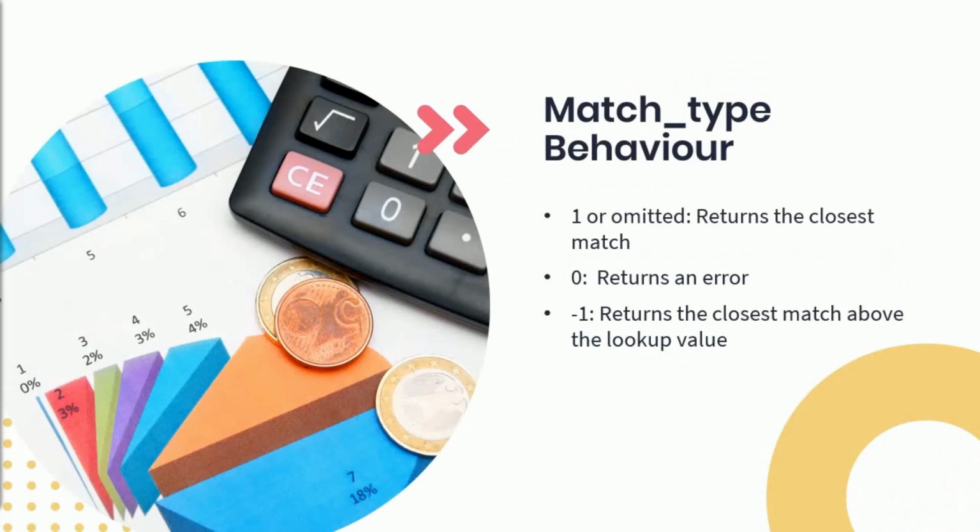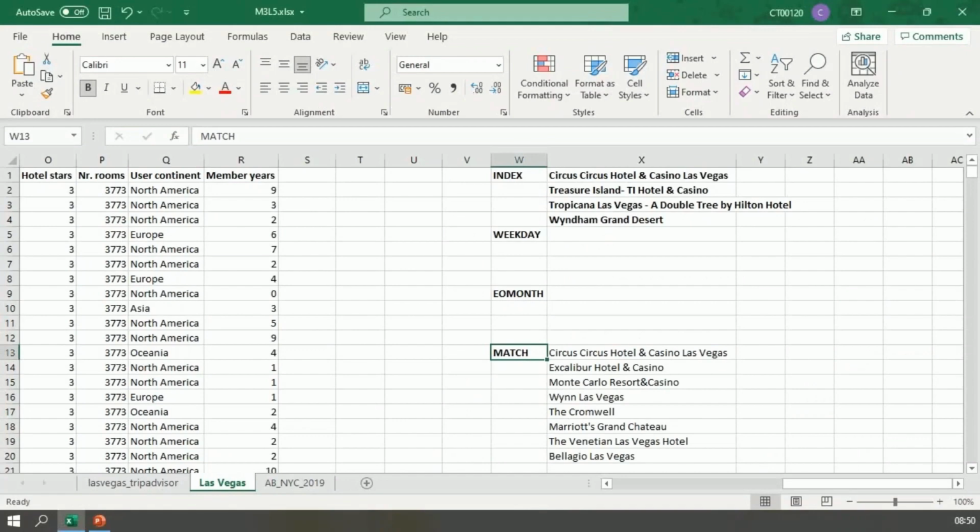When the value is set at 1 or omitted, the function cannot find an exact match, and it will return the position 1 below the lookup value. If this option is used, the lookup array needs to be in ascending order. When we enter 0, the function cannot find an exact match, and it will return an error. If this option is used, the lookup array does not need to be ordered. And then last but not least, if it's set at -1, the function cannot find an exact match and will return the position of the closest match above the lookup value. If this option is used, the lookup array needs to be in descending order. But now let's pop back over to Excel and see this in action.